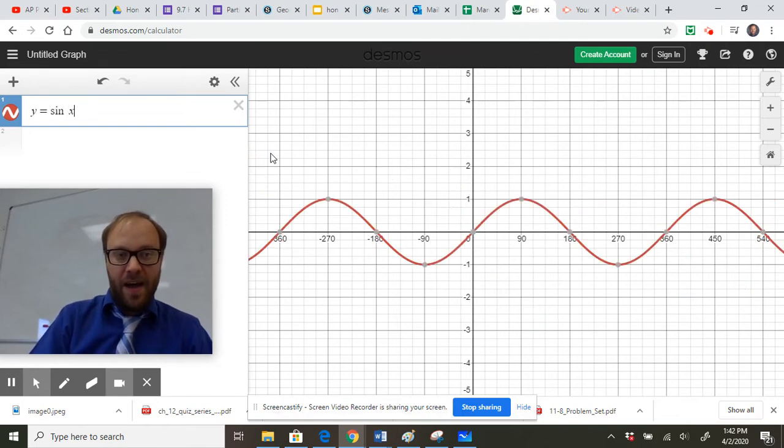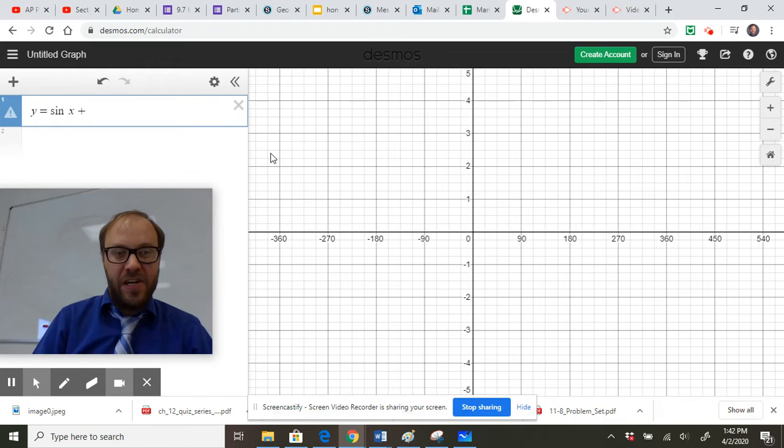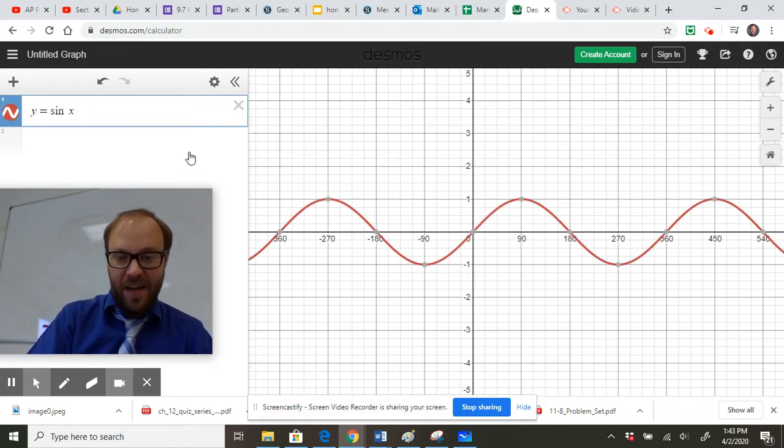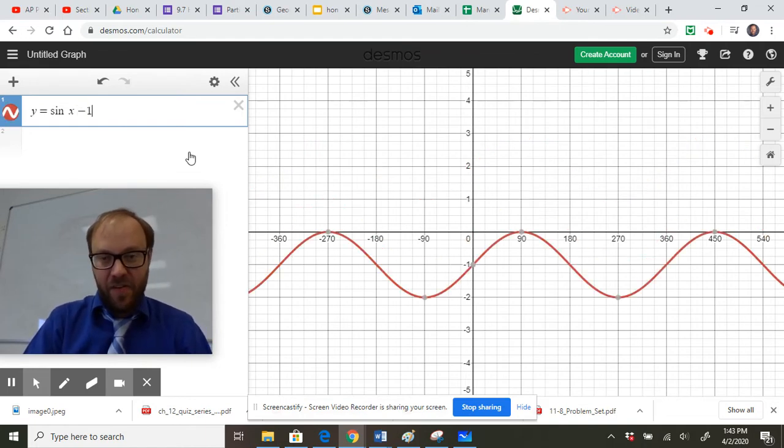All right, adding or subtracting a value. So you're taking the sine of a value, and then you're adding something to it before you get your y coordinate. If I add 2, notice my midline shifted. My midline had been at y equals 0, the x-axis. Now my midline is at y equals 2. This shifted the graph up 2 units. If I do -1, it's going to shift the graph down 1 unit. You can see there the midline is at y equals -1 now.